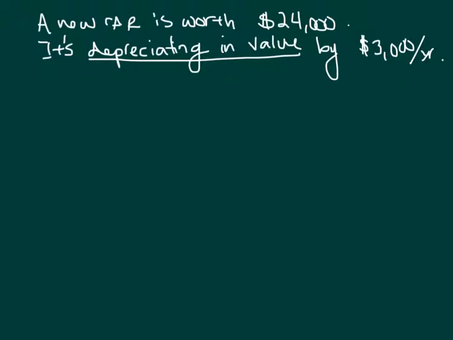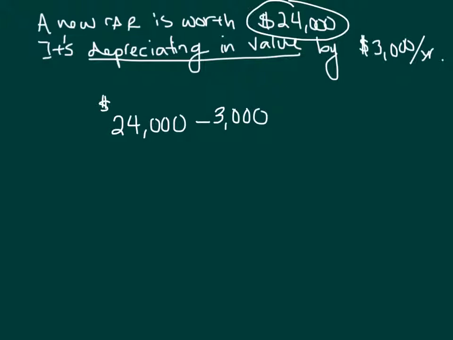It was an application problem, and I wanted you to translate this to an equation. We start out with $24,000, but every year it loses $3,000, so we're subtracting, because it's losing value, $3,000 per year. This is in years.